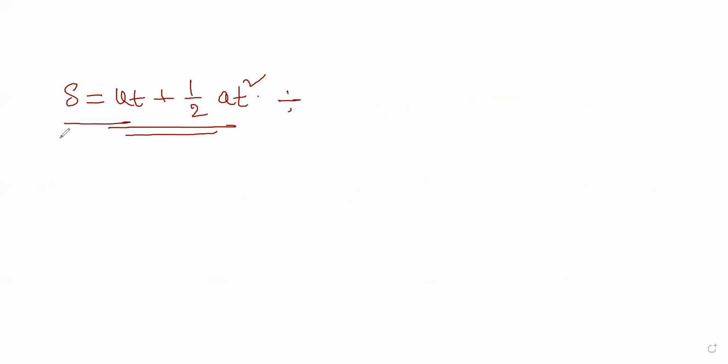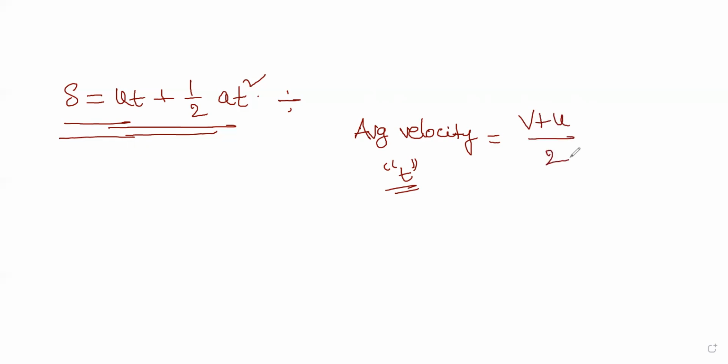Now the next equation is s is equal to ut plus half at square. So this is the equation I want to derive. So we know that the first thing is that this equation can be derived using one basic idea: the average velocity, for a given time interval t, is given by (v plus u) by 2. So in the time of t, it is changing from u to v. And I want the net displacement.